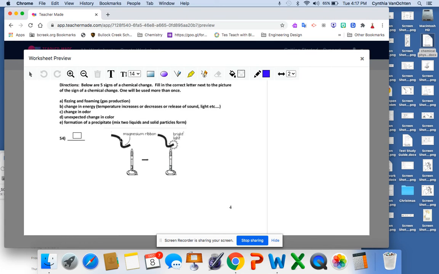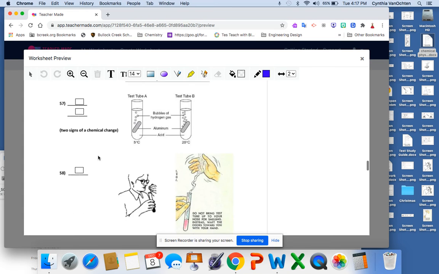Once you've identified the sign, like for example, this one is going to be change in energy, temperature increases or decreases, or release of sound, light, etc. This is a release of light energy. You would put a B, a letter B as in boy, in this blank. Okay.